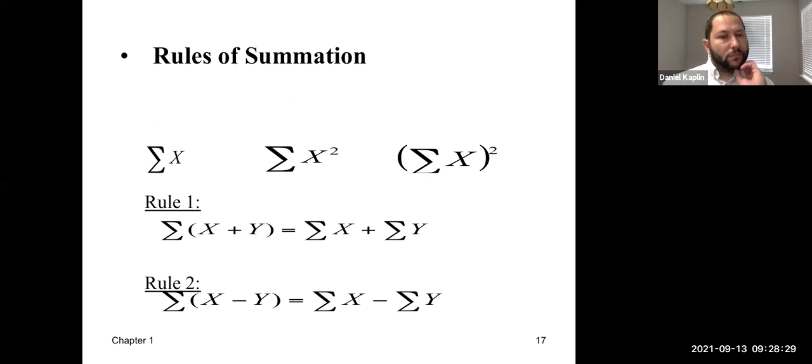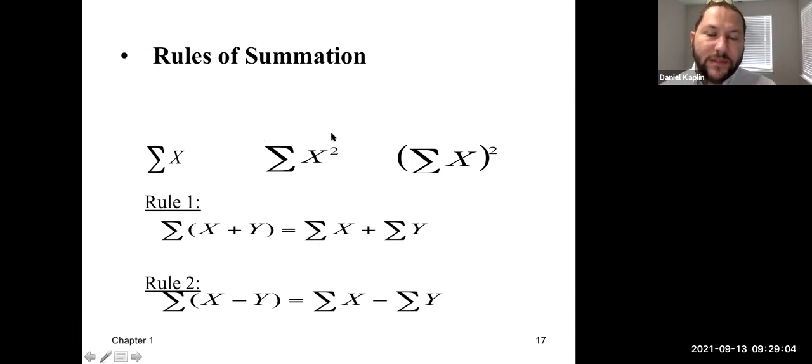Now, if you look at rules of summation, there are 8 rules of summation. And I'm going to go through this briefly, and then I'm going to go through it with a different kind of manual calculation process, right? So there's the sum of X, right? When you see this first one in the top, the sum of X means that's the sum of the X column.